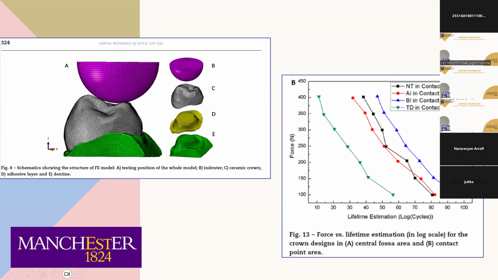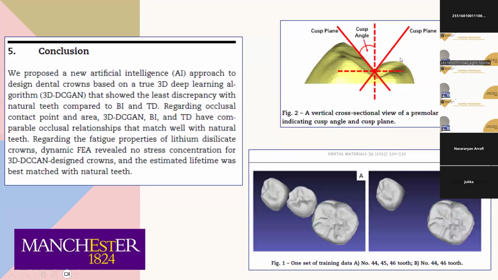And just as an example, on the right-hand side, you see a picture showing life estimation as a function of force. Four different groups here as logarithms of cycles. A is referring to central fossa. Sorry, that picture I didn't attach here. And this is the contact point area now, referring to the left-hand side picture. Then if you first take a look at the right-hand side, you may see something about the setup, a vertical cross-section view of premolar indicating the cusp angle and cusp plane. Very much important. And on the lower picture, one set of training data, 4, 4, 4, 5, 4, 6 teeth, and so on.